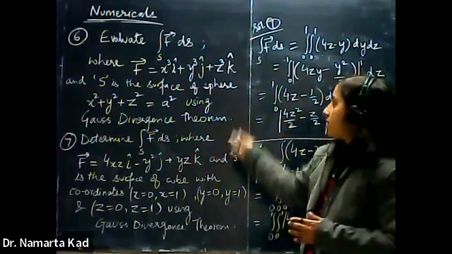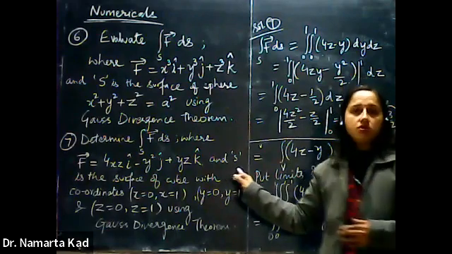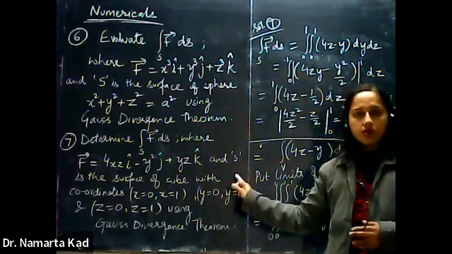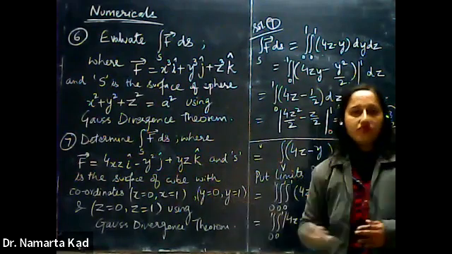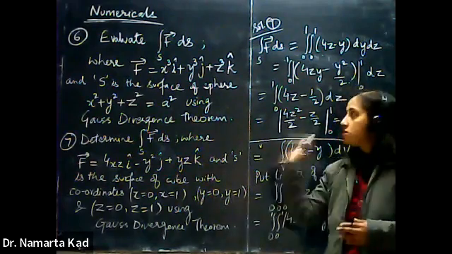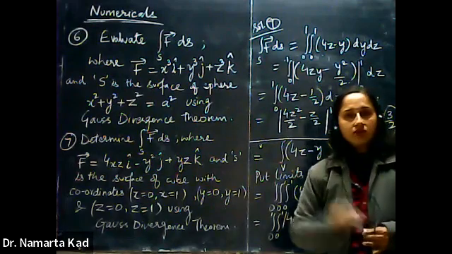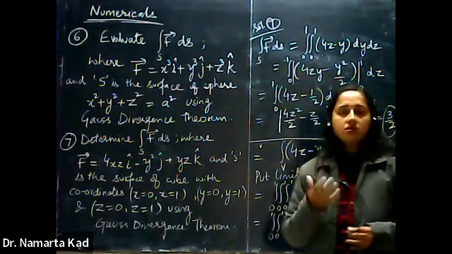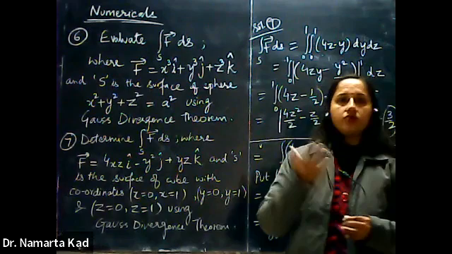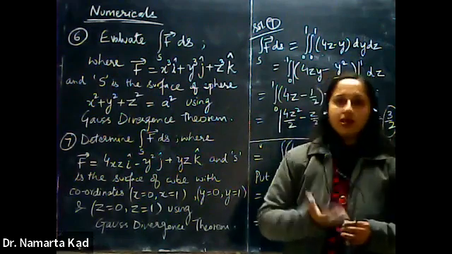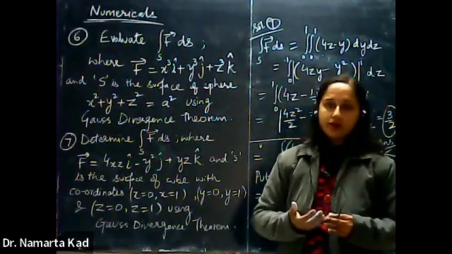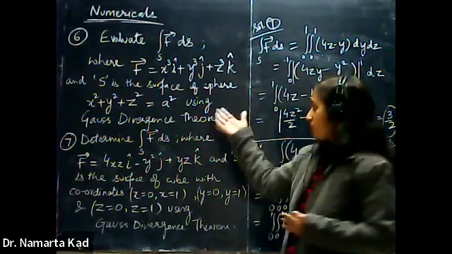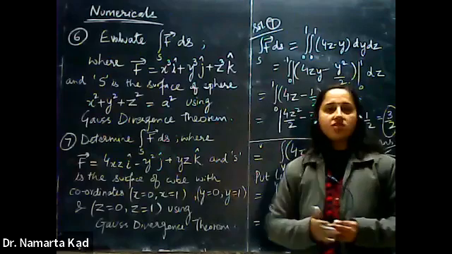Similarly, the numericals based upon Stokes theorem are there, for converting the line integral to the surface integral. So this is all about today's lecture, in which we have covered some numericals related to the very basic terms like gradient, divergence, curl, irrotational vector, solenoidal vector, and finally some numericals related to the Gauss divergence theorem.